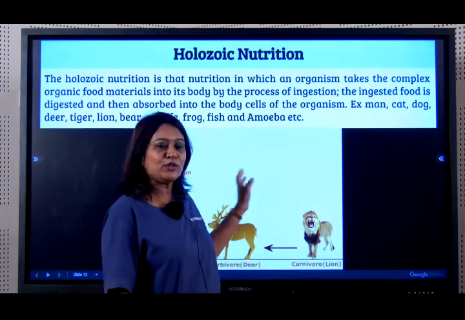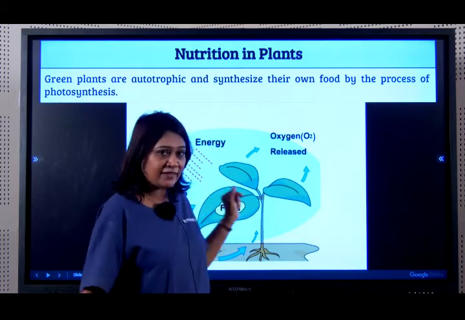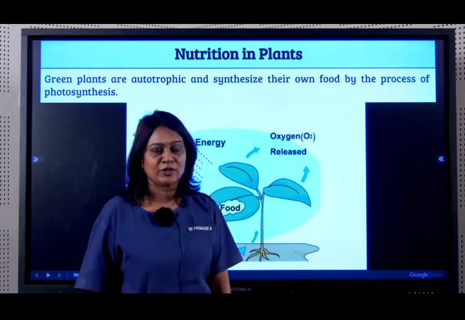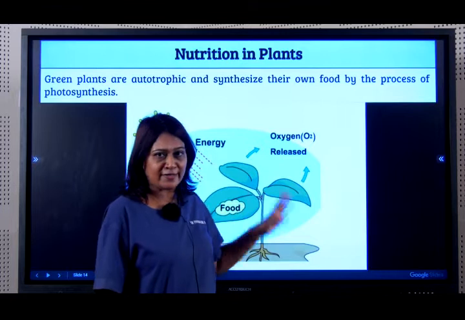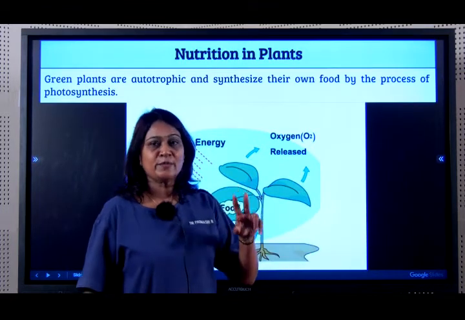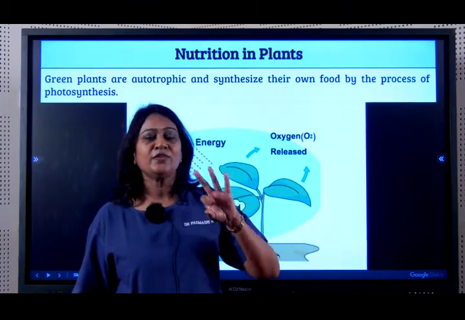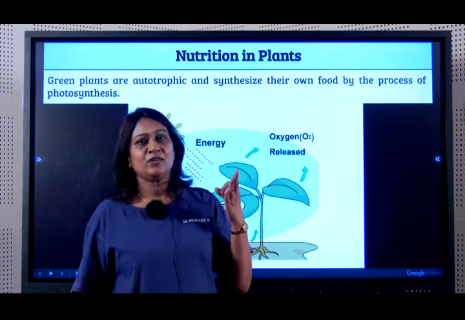Before we go on to nutrition in plants, which is very important for us to survive, let me do a quick summarization of all the different types of nutrition. So what is nutrition? Nutrients which are required for us to perform all the basic life processes. So 2 types, autotrophic and heterotrophic. Heterotrophic is further divided into 3 more types, which are saprophytic, parasitic and Holozoic.